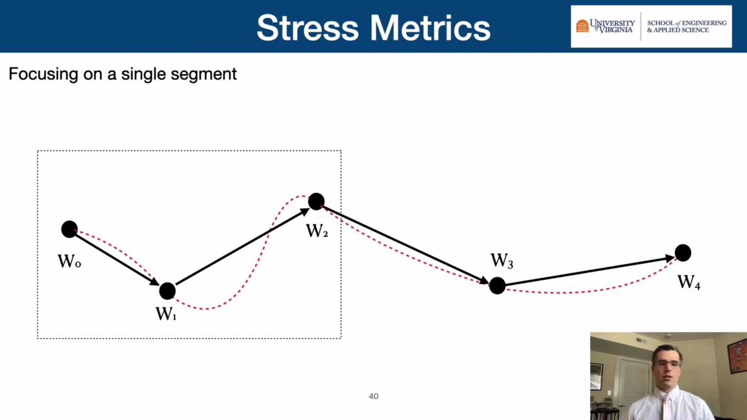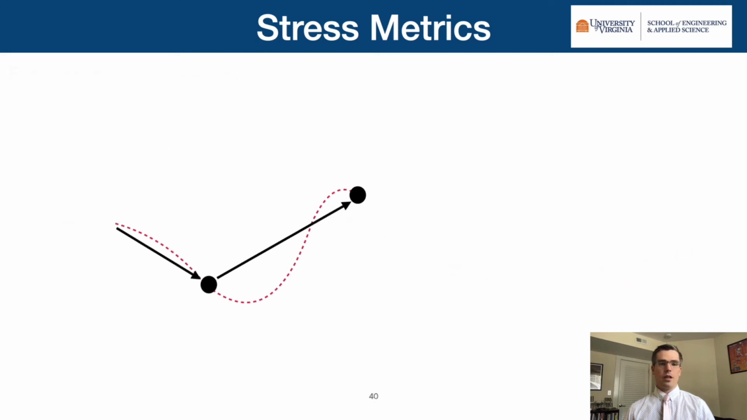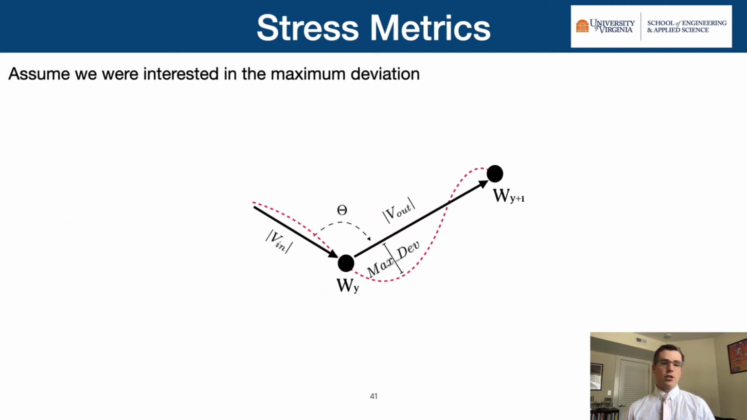Well, to start, let us consider a subset of trajectories. If we can compute the stress on a smaller subset of trajectories, we could apply the same technique to the entire trajectory by stepping through each pair of waypoints. We could measure the stress, which we again demonstrate as the maximum deviation.